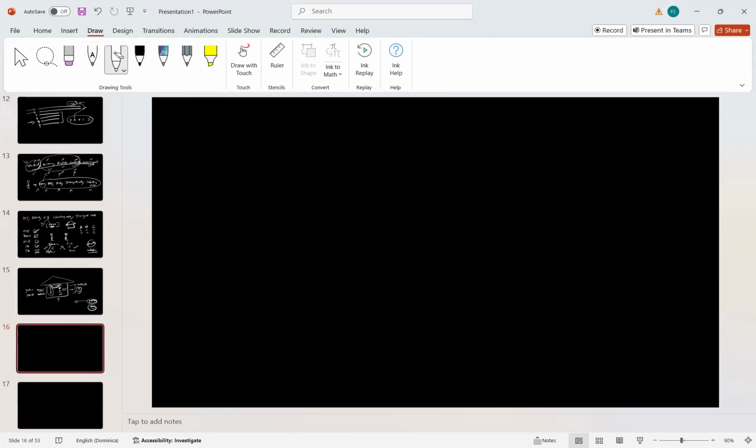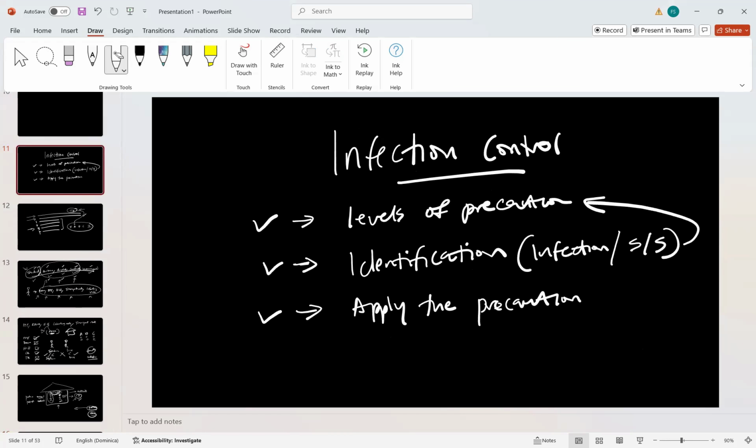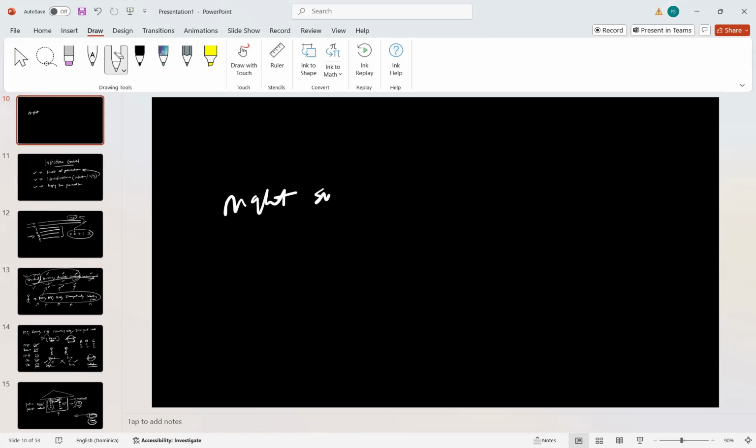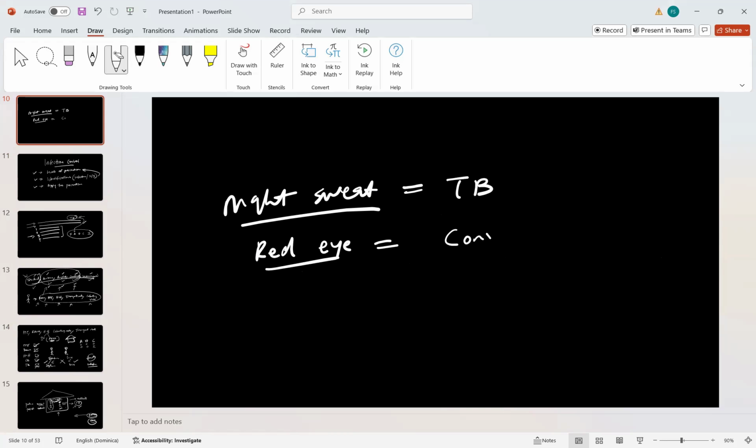Now, one thing I want you to remember, like I said previously, this is what infection control is all about: the level of the precaution, identifying the infection or sign and symptom. Sometimes NCLEX will not give you the infection name, they will give you the sign and symptom. For example, night sweat is equal to what? TB. Red eyes is equal to what? Conjunctivitis. Or a patient is having a lesion, which is equal to what? A kind of contact infection, or vesicle.